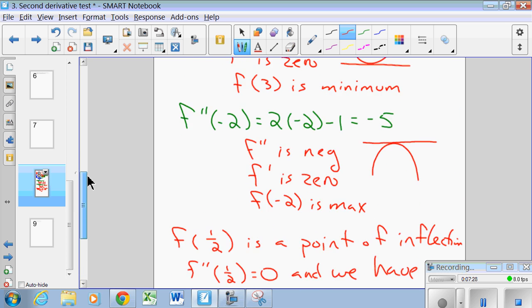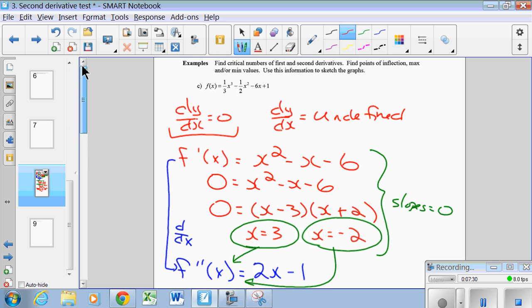So what else do we have to do? Maybe find some numbers. So we were supposed to actually find the maximum minimum values. So we want to make sure we do that. We actually want to find a point of inflection. So we actually got to find our y values for all those x values. And then we want to draw a sketch.